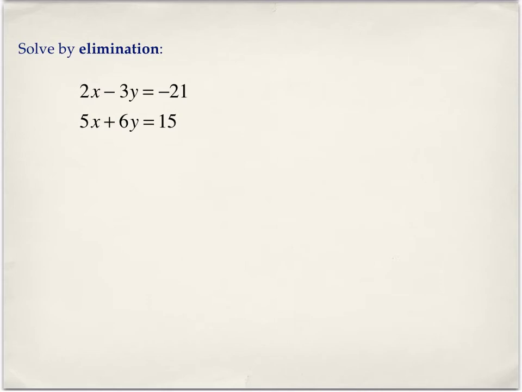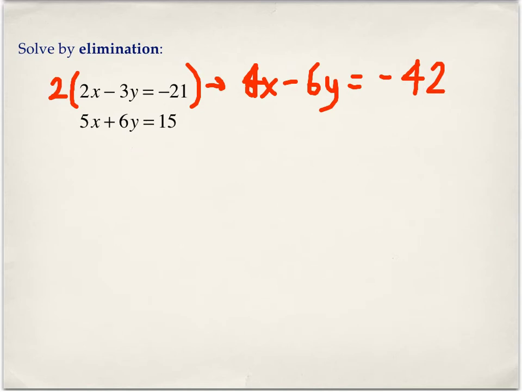So you can manipulate one of these equations to create an opposite situation. Perhaps you see that the best route to take here would be with my y's, because if I were to get this term as a negative 6y, then it would be eliminated when I add those up. So that's exactly what I'm going to do. I'm going to multiply everything on this top equation by 2. So then I'm going to get 4x, 2 times 2 is 4 usually, minus 6y equals negative 42.